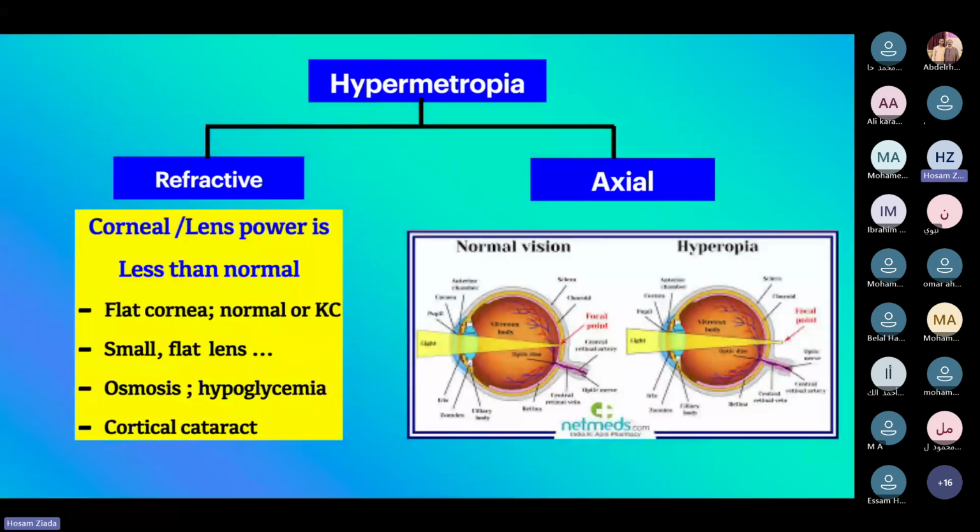The same types apply for hypermetropia. Axial: I told you in myopia, axial is due to a longer eye. So in hypermetropia, axial hypermetropia will be due to a shorter eye. So the axial length, as you see in the photo on the right side, in hypermetropia is shorter than the normal eye. When I ask you what would be the axial length in such a case, you will say that it's less than 22 millimeter.